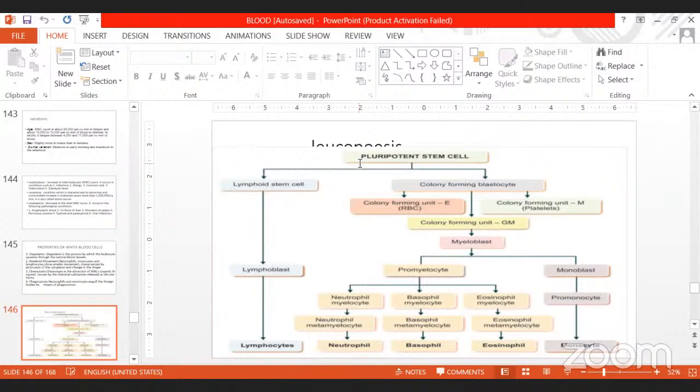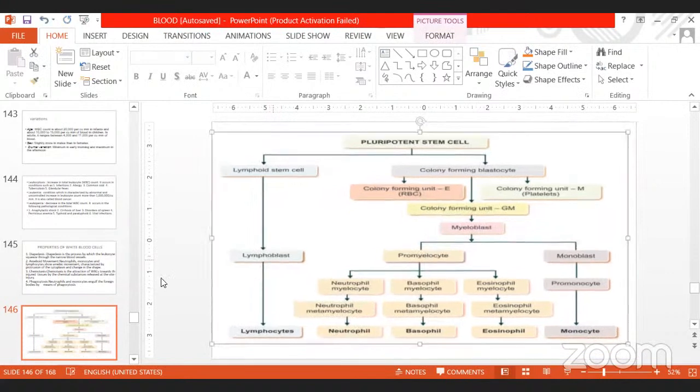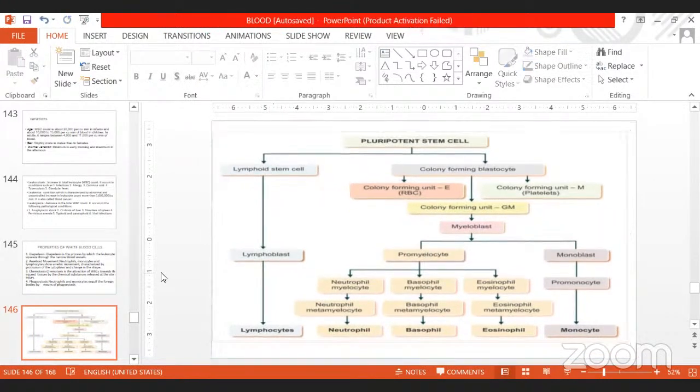From the lymphoid stem cells, the lymphocytes arise by forming the lymphoblasts. So, the lymphoid stem cell divides and forms the lymphoblast, and this lymphoblast further divides and forms the lymphocytes. Coming to the colony-forming blastocytes, from the colony-forming blastocytes, different colonies of the blood cells will be produced.